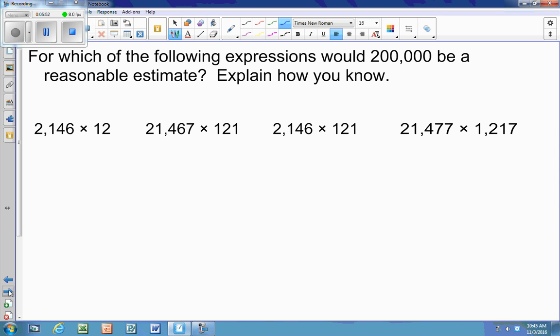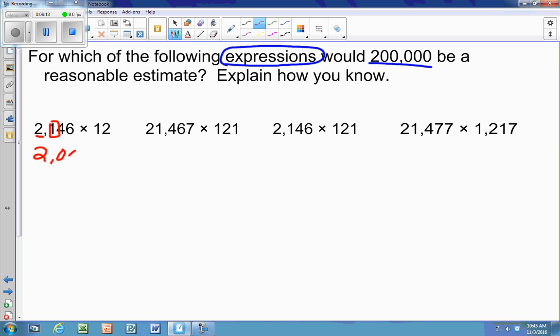Next, sometimes they want you to figure out which one would estimate to a certain number. We have this word expressions here. Expressions tell me there's no equal sign. That's why it's an expression and not an equation. And we're looking for this. In order to do this, we're going to round each of these. This rounds to 2,000. This rounds to 10. And that's 1, 2, 3, 4. We have the 2 and 1, 2, 3, 4. That gives me 20,000. It does not give me the 200,000 I need.